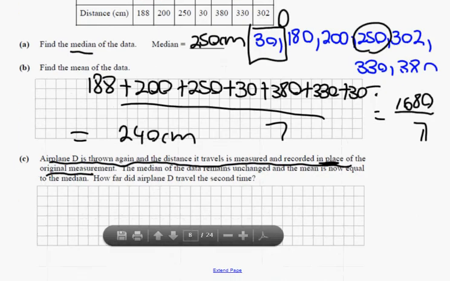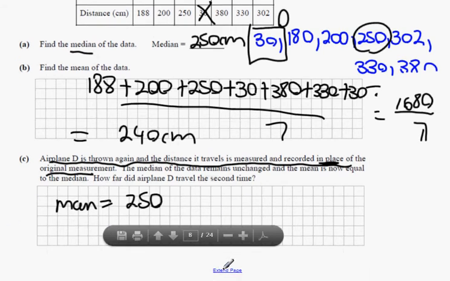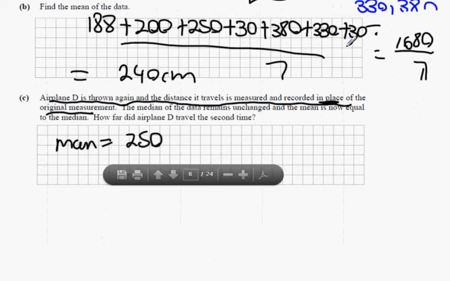Okay? So, what do we know about the mean? What do we know about the mean, guys? The mean now equals the median. So what's the new value of the mean? 250. Mean equals 250. Do we know what value D is? Have we figured out what value D is? No. So what do we do when we don't know the value of something? We pick a letter, any letter. Okay? We do X. Now, how did you calculate the mean in part B? You added them all together and you divide it by 7. Let's do the same thing again.